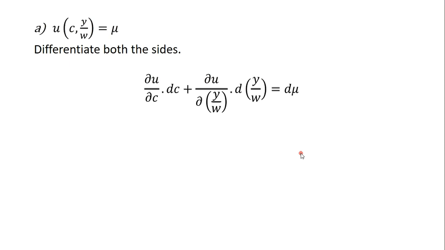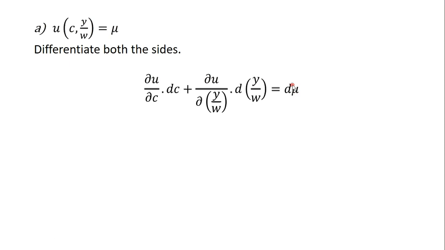In this question, part A asks what the slope is. I assume that the utility U(C, Y by W) gives me some level of satisfaction, which I call mu. You can assume anything, like 2, 3, 4, any constant number. Differentiating both sides for the slope, it's very simple differentiation. You can see del U by del C into the change in C plus del U by del (Y by W) into d(Y by W) is equal to d mu. We know that the change in a constant will be 0.